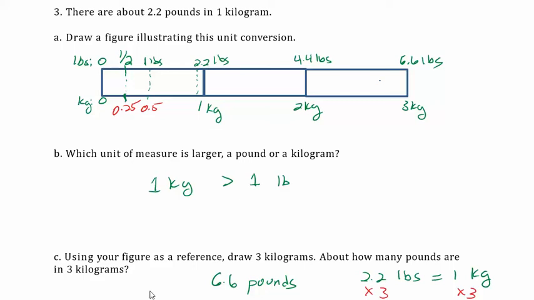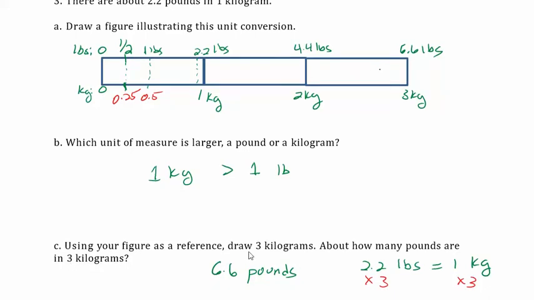All right, let's see how you did. So, first question is, which unit of measurement is larger, a pound or a kilogram? Well, here we can see 1 kilogram is 2.2 pounds. So 1 kilogram is heavier than 1 pound. 1 pound would be about this much, right? 1 kilogram is heavier, so 1 kilogram is more than 1 pound.